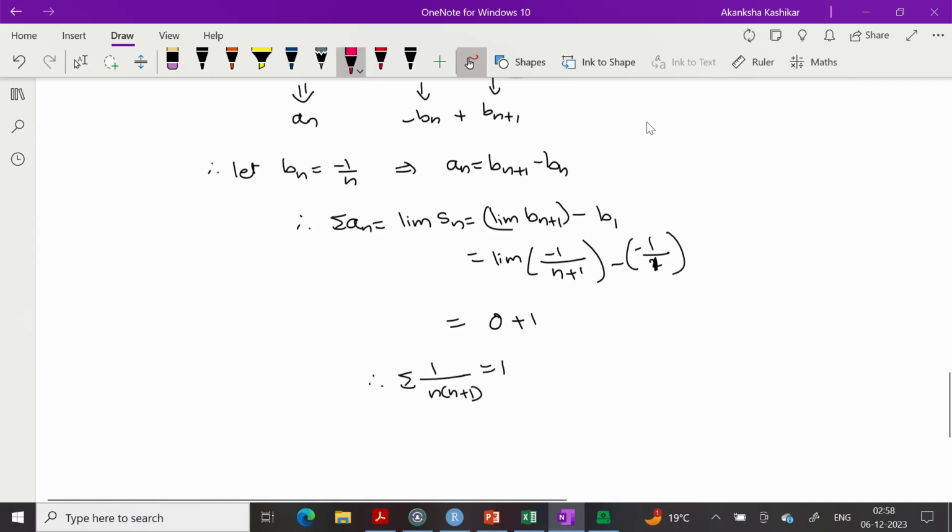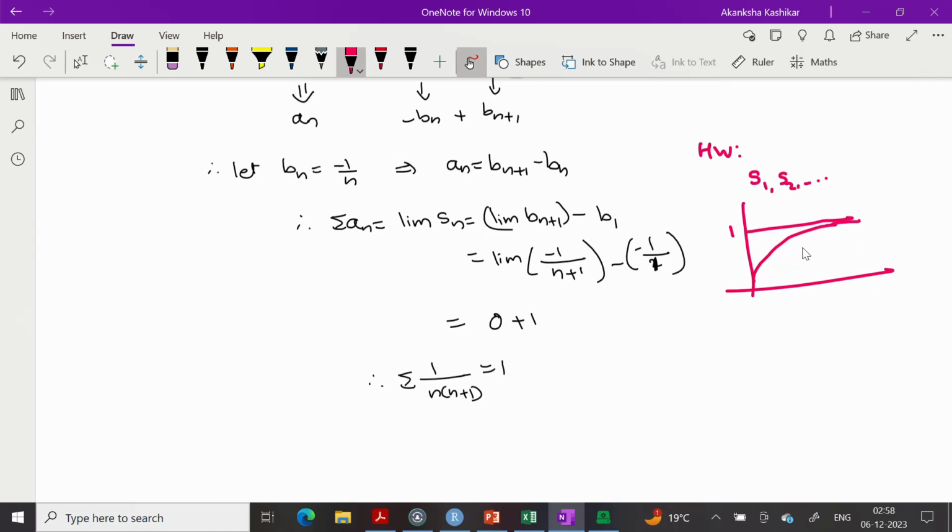So I have some optional homework for you. Use R to compute S1, S2, etc. for this series, and then plot and see if it converges to 1. So this is how the graph should look: an increasing graph, and it should go to 1. So check if that happens.